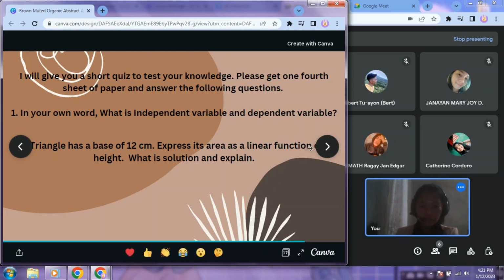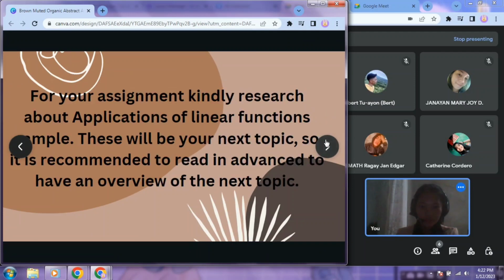Now we are going to have the assignment. For your assignment, kindly research about applications of linear functions. This will be your next topic, so it is recommended to read in advance to have an overview of the next topic. That is all for today, class.